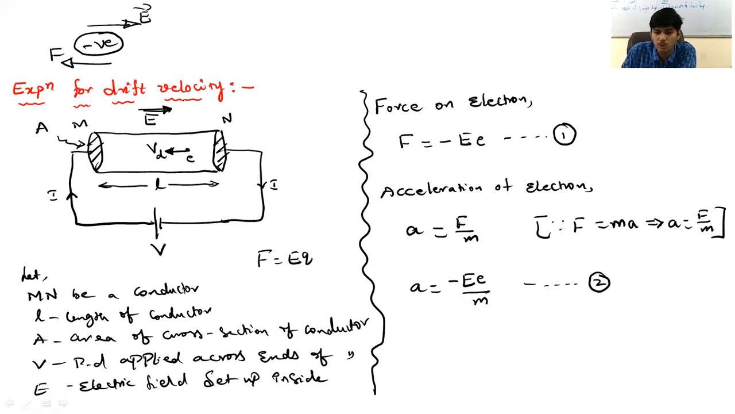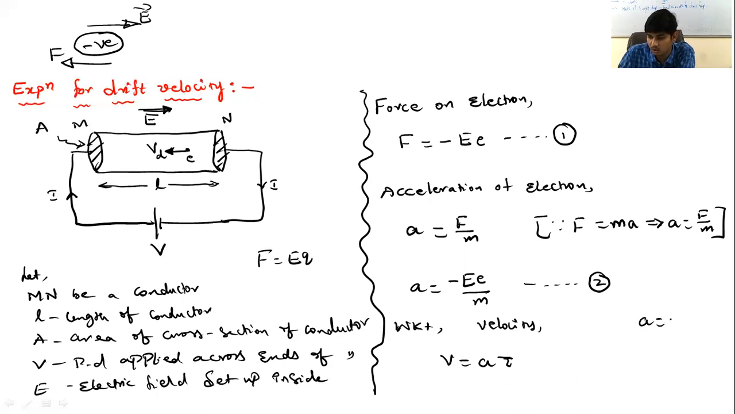Now we are asked to obtain an expression for drift velocity. We need to obtain an expression for velocity. We know that velocity in general is given by v is equal to a into t. We know that acceleration is equal to velocity by time. So velocity is equal to acceleration into time.